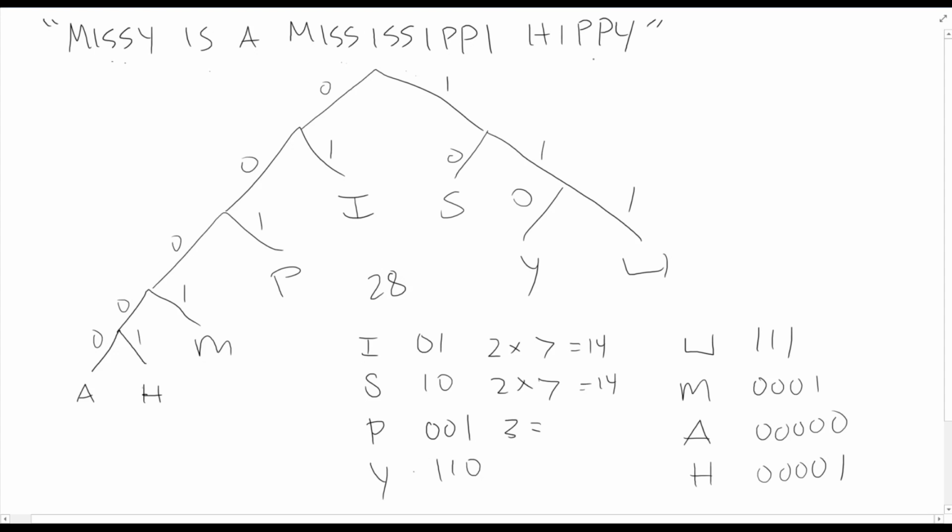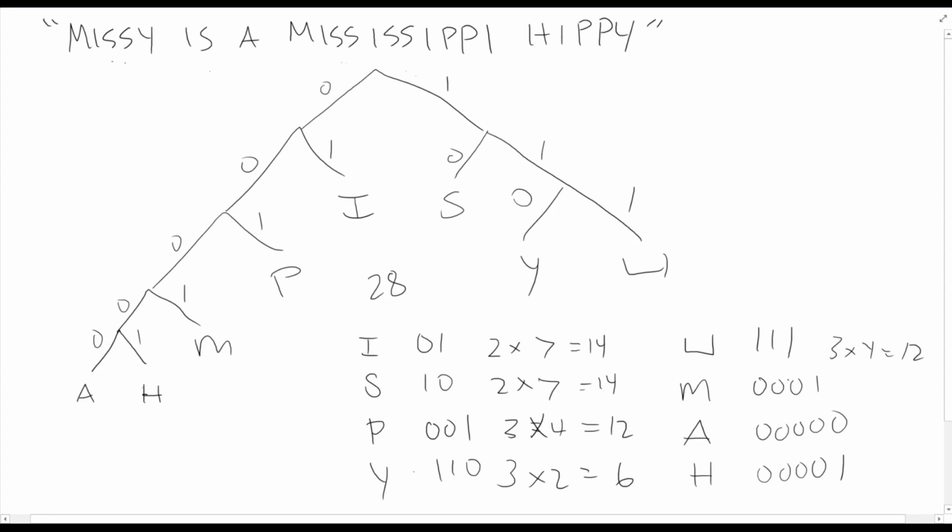Okay, P, it was 3 long. How many P's? 1, 2, 3, 4, 4. Oops, let's make that a times. That's 12. Okay, Y, also 3. How many Y's did we get? Looks like only 2. So that's 6. Our space, how many spaces? 1, 2, 3, 4. So we got 3 times 4 equals 12.